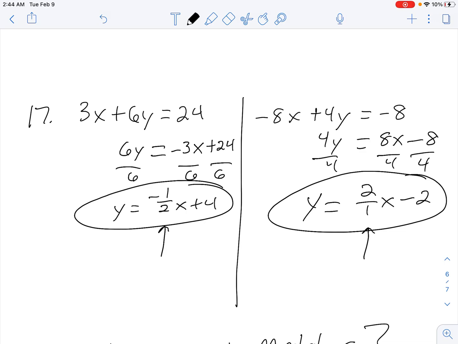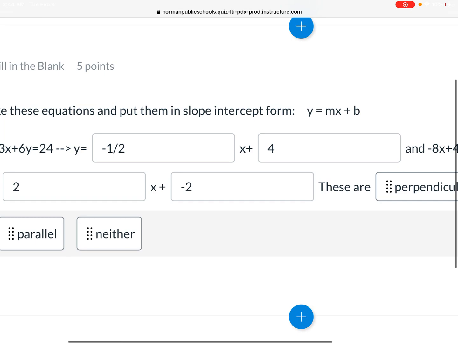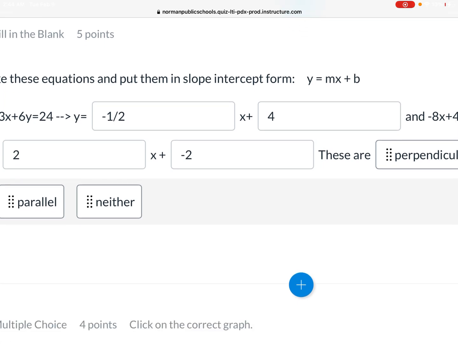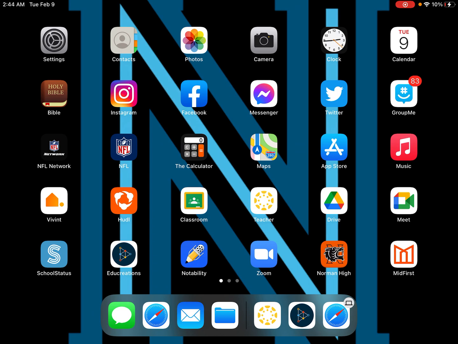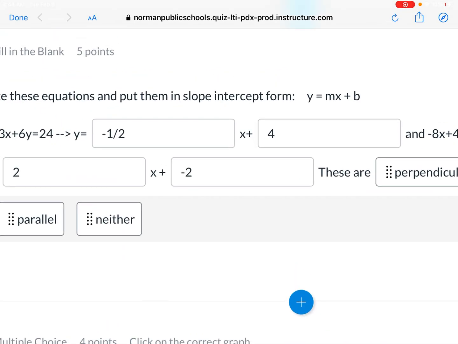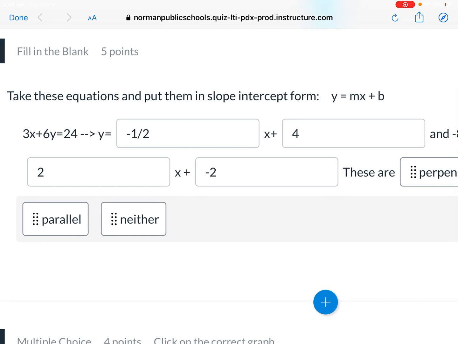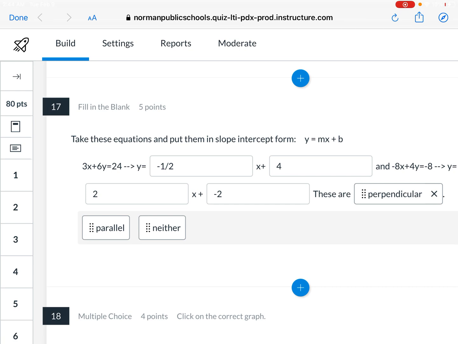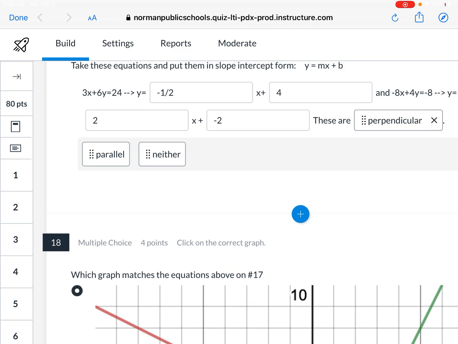So in the boxes, you would need to type in -1/2 and 4 for the first one. You can clearly see right here, -1/2 and 4. And then for the second one, you would need to type in 2 and -2, because you don't type in 2 over 1, just type in 2. So you can see 2 in the first one, -2 in the second one. And I just showed you that they're perpendicular. So right here, you drag the perpendicular answer into the correct space. And then the last one, you do the exact same thing.